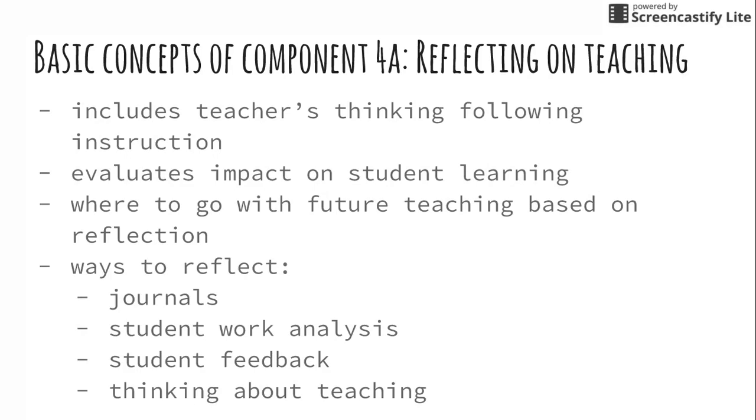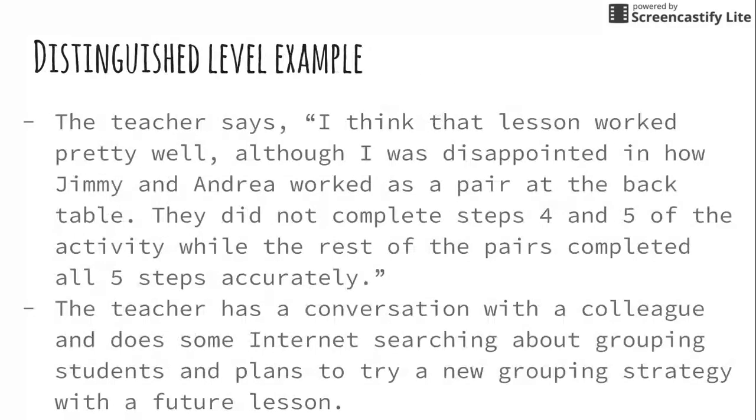And then the other piece is, after all of that reflection, where is the teacher going to go in the future, based on that reflection? Now, just some basic ways to reflect. You could keep a journal, or you could even have an online blog, student work analysis, and also student feedback. The student feedback could come from conversations, or you could actually have a form where the students give you feedback. And also the basic part of reflecting is just you thinking about your teaching.